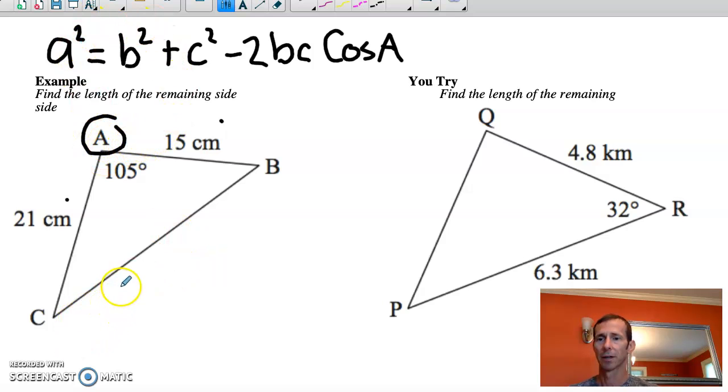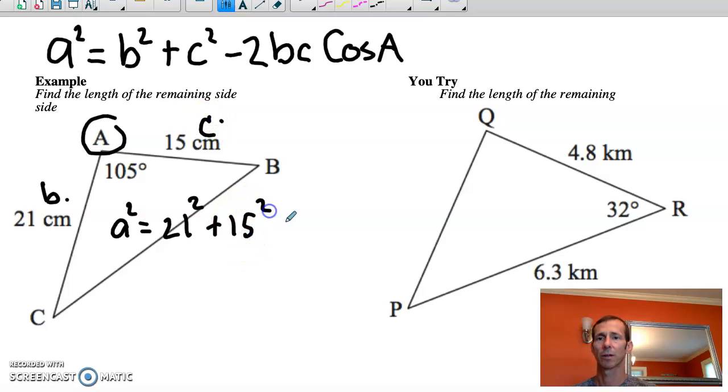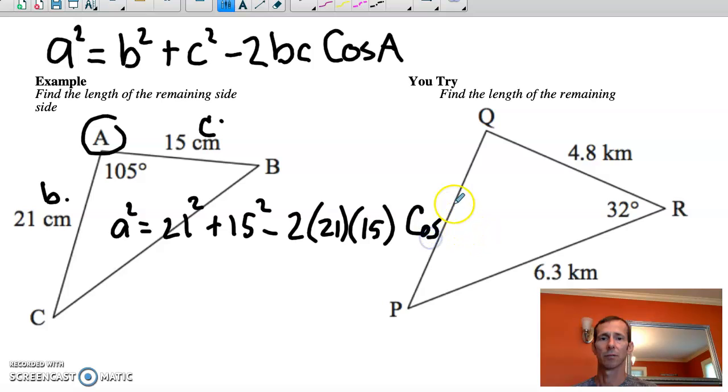So if I want to find what this equals, I'm going to go a squared equals, and in this case, B is right there. So 21 squared plus, that's side C, 15 squared minus 2 times 21 times 15 times the cosine of 105. And this is an expression you can type into your calculator. I do want to point out that that is what a squared equals. That is not my answer.